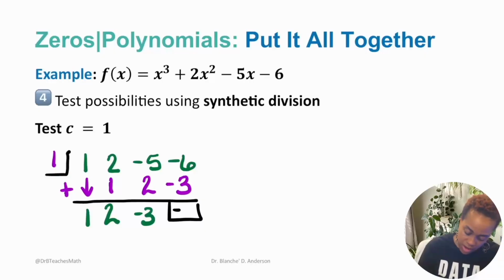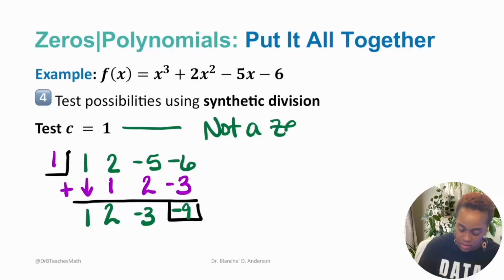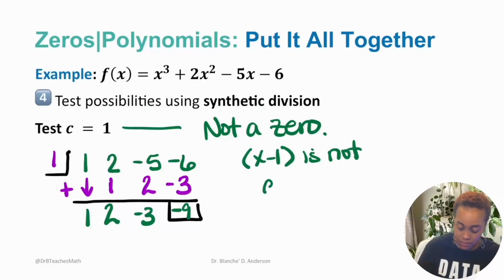That's not what we want, right? We want 0. So this is not a 0. That means x minus 1 is not a factor. So next.